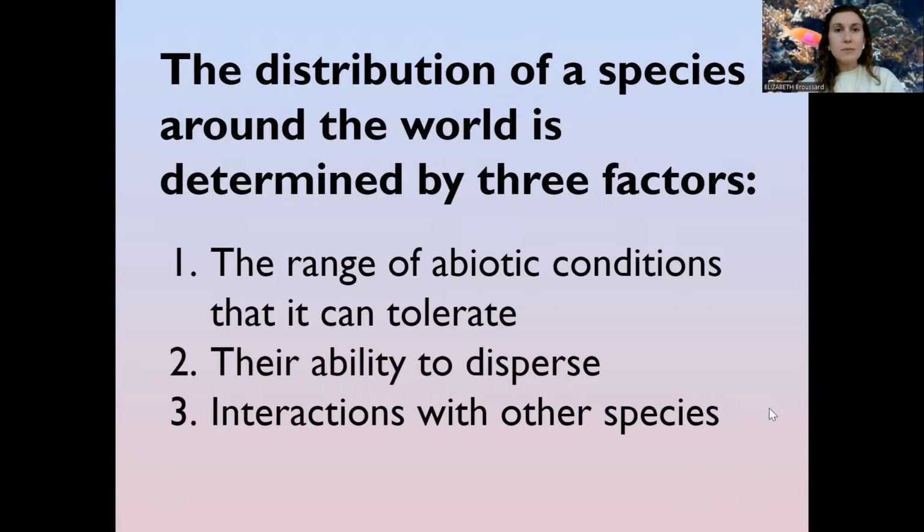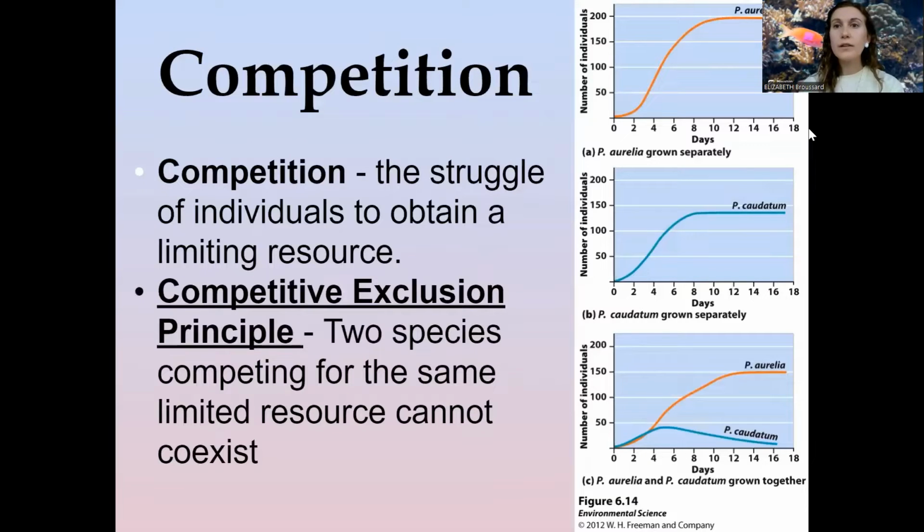Also, interactions with other species. If there's a lot of competition, if there's a lot of resource partitioning, which we're going to talk about in a little bit, that's also going to affect the actual range of an area that they're able to live in. So let's talk about one of those. We're going to be talking about competition first.